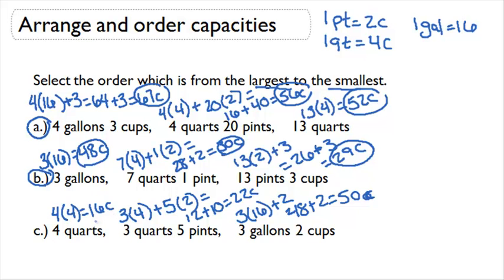Option C has 16 cups, and then 22 cups, and then 50 cups. This is not going from largest to smallest, so C is not a correct answer.